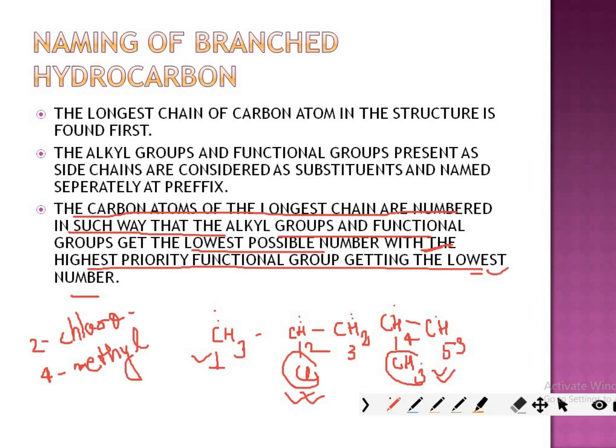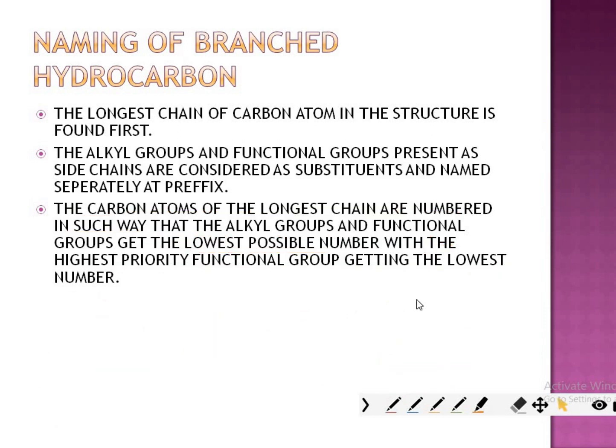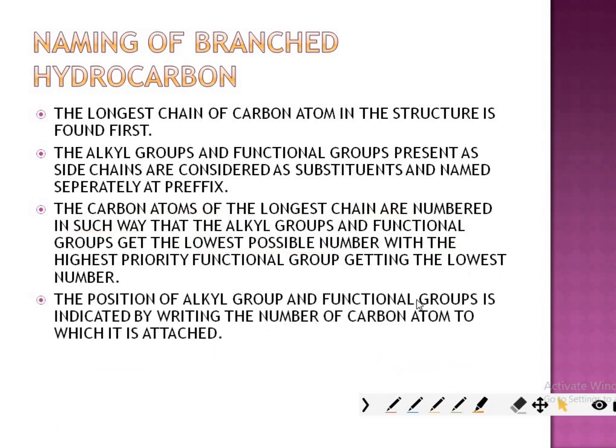and then the word root name: 1, 2, 3, 4, 5, so pent, everything in a continuous way. Okay, no spacing. Pentane, right? Pent is the word root and ane is the suffix, right? So this is how we name a branched hydrocarbon when we have more than one substituent. Okay, so let's move on to the next rule.